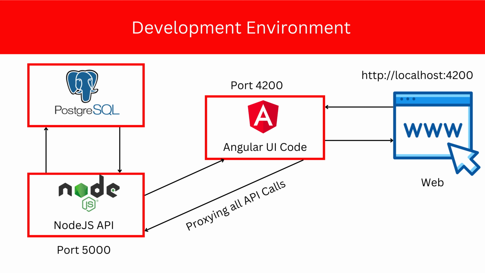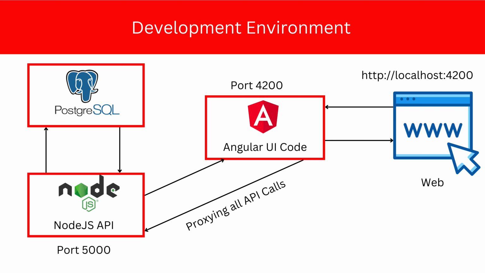So we are going to build the UI with Angular, and this Angular code is running on port 4200. Whenever there is data needed from the database, Angular will call the Node.js API that is running on port 5000, and the Node.js API in turn talks to the database, fetches the data and serves that data through an HTTP call. But there is a mechanism in the Angular framework where you cannot directly call this Node.js API because these are running on different ports, and you will get a CORS error.